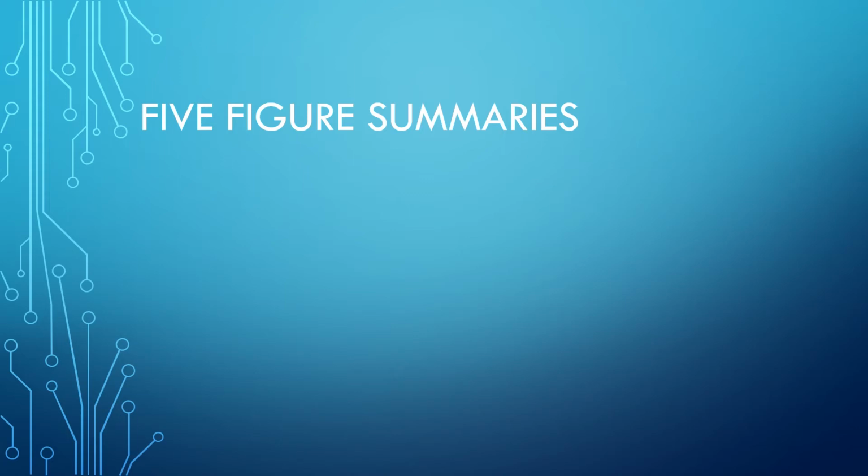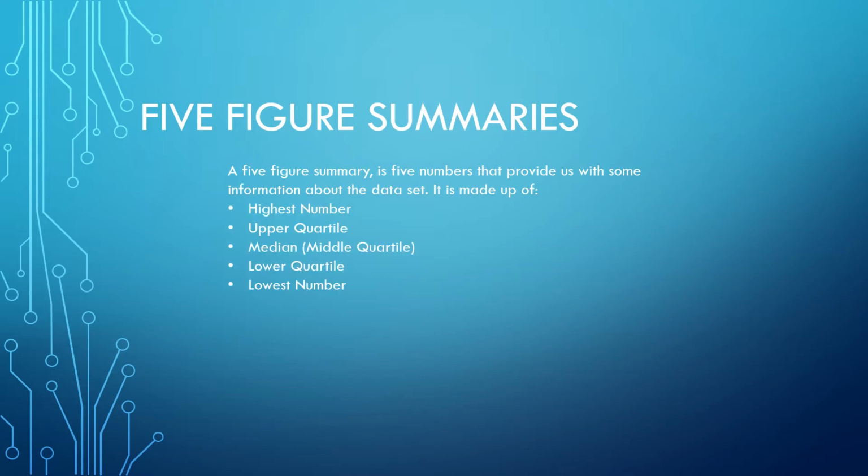So just now we're looking at 5-figure summaries, and before we can get started, we need to think about what a 5-figure summary actually is. Well, a 5-figure summary is just 5 numbers from our set of data that provide us some information about it. So that 5-figure summary is made up of 5 things, those things being the highest number, your upper quartile, your median, your lower quartile, and your lowest number.